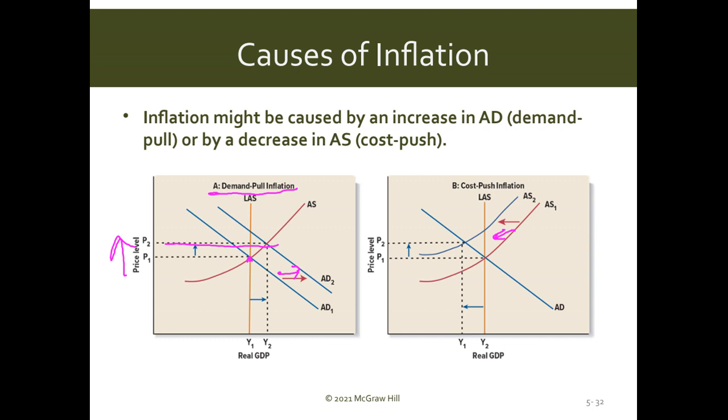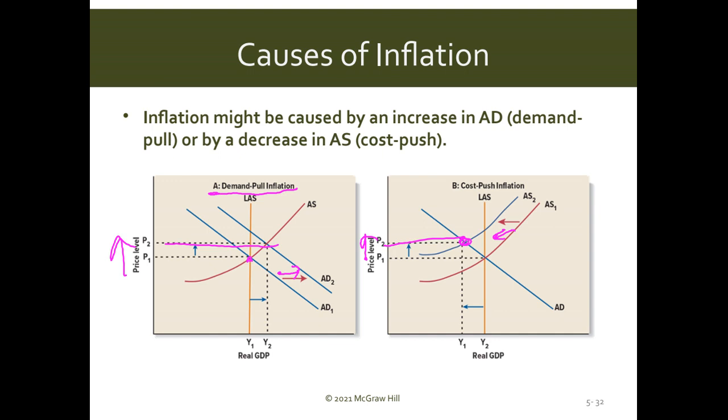Remember, I'm not shifting the long run aggregate supply, because what I'm saying is that now the price of oil has gone up. Because of this increase in the cost of production, the factor of production, oil, it will increase the cost of production. And therefore, suppliers supply less. Notice the difference between these two diagrams.